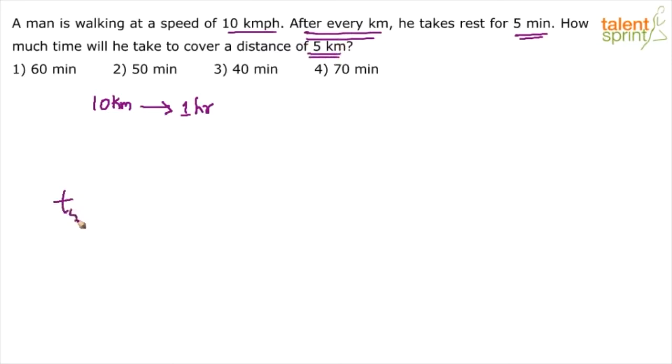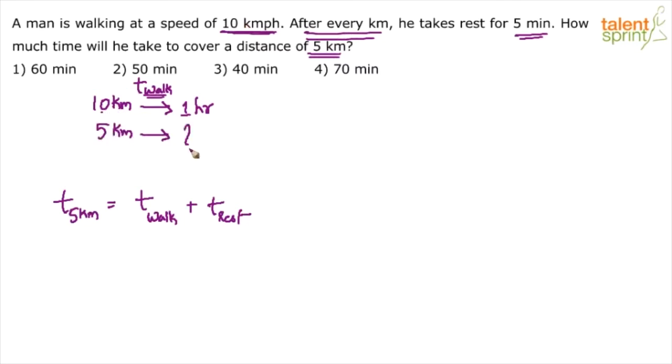See, time taken to cover this distance of 5 kilometers will have two parts: time taken to walk plus the time taken to rest. Let us calculate these two separately. Here, I'll take the time taken to walk first. If he can cover 10 kilometers in 1 hour, this is his walking speed. So how much time would it take to cover 5 kilometers?